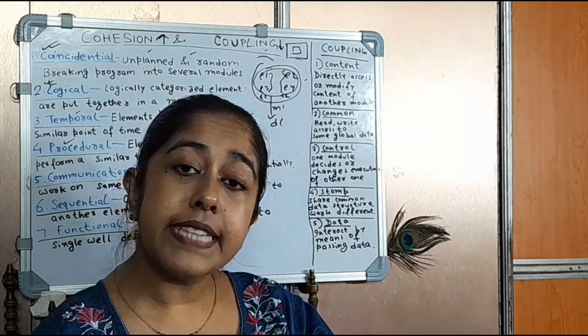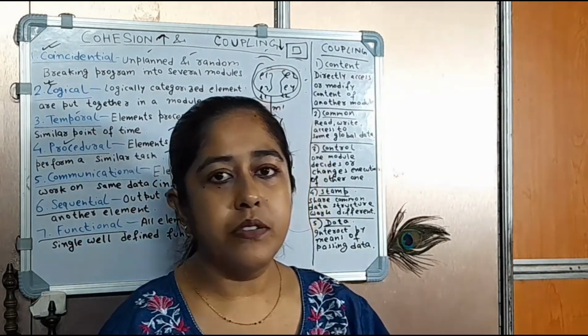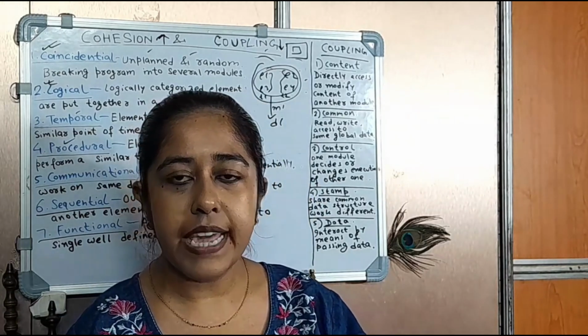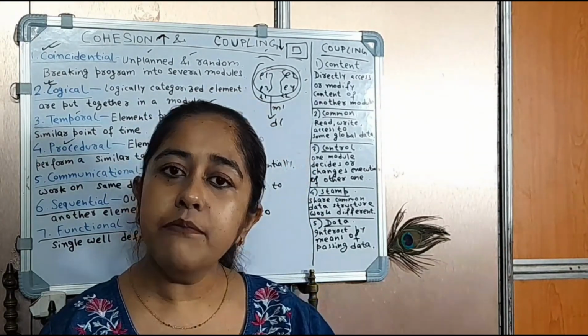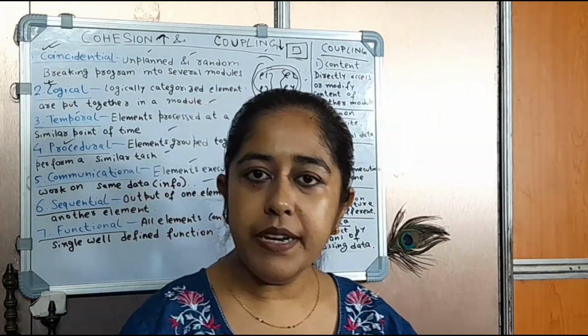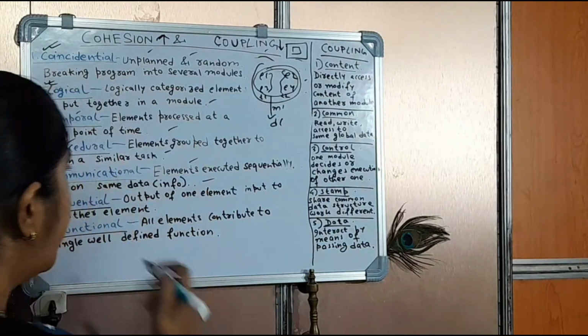Same thing here: when the same work is done, maybe the execution time or the data set may be different. When they are working on the same data set, time or other features can be different. But you have to see that they are working on the same data set. So this is our fifth kind of cohesion.